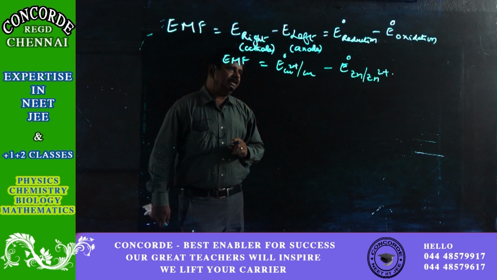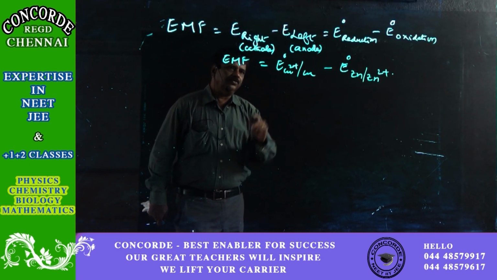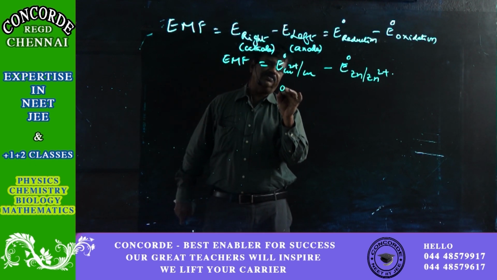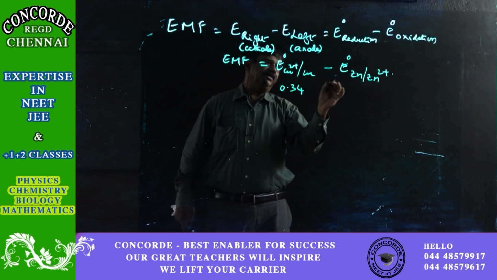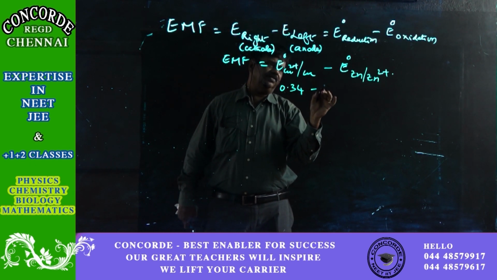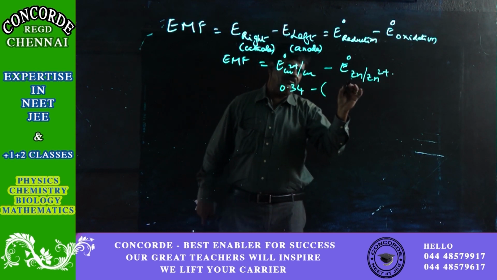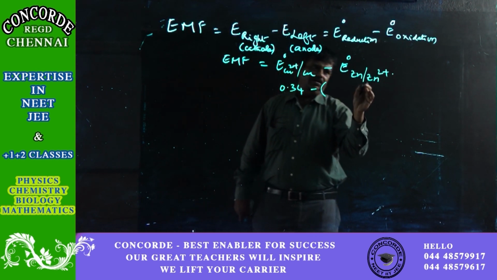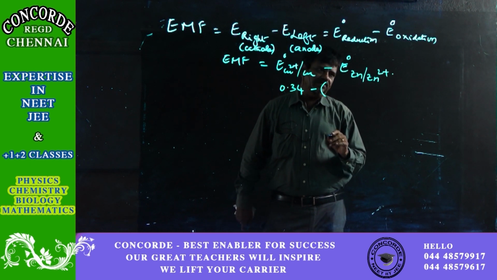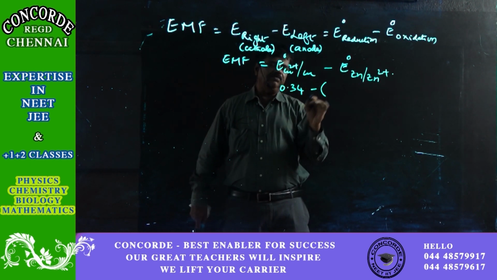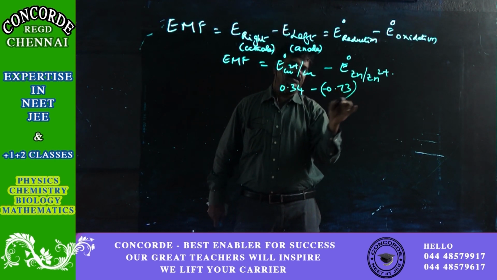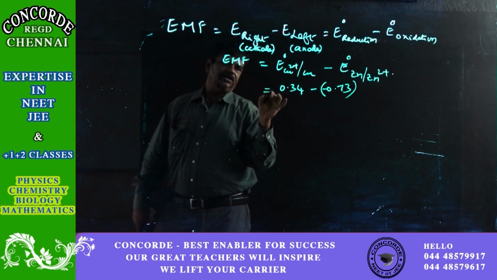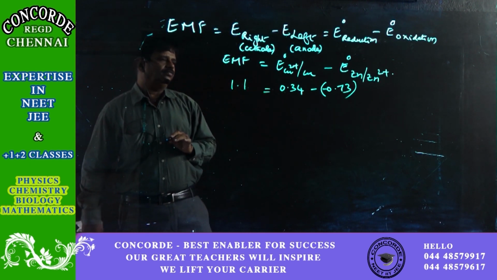And we can get the value. This reduction potential is found to be 0.34. Then for the oxidation, the oxidation potential will be the opposite of the reduction potential, so this will be almost minus 0.73. Once you add, you get the EMF of the Daniell cell as 1.1.